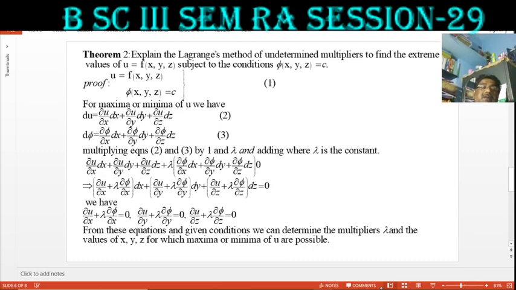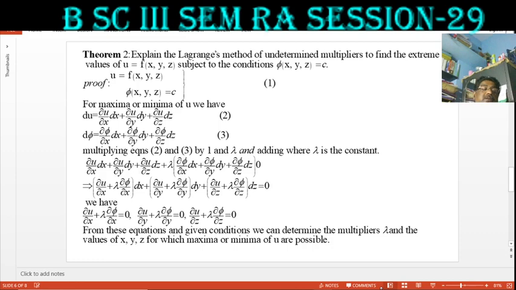For maxima or minima of u, we have du is equal to dou u by dou x into dx plus dou u by dou y into dy plus dou u by dou z into dz. d phi is equal to dou phi by dou x into dx plus dou phi by dou y into dy plus dou phi by dou z into dz. Multiplying these equations 2 and 3 by 1 and lambda and adding, where lambda is a constant, we are getting equation 2 plus lambda times equation 3.